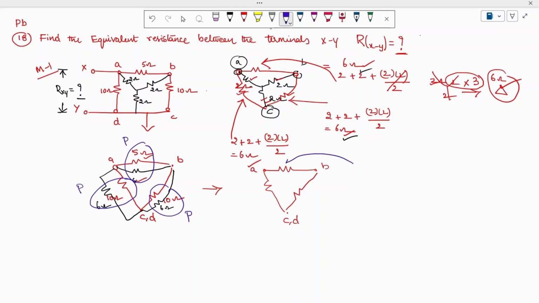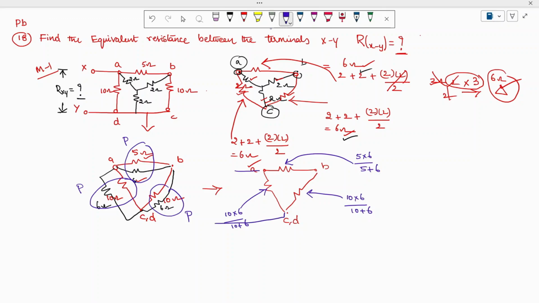Whenever they are connected in parallel, it's nothing but product of resistance divided by sum of resistance. When you perform the product, this is 5 into 6 divided by 5 plus 6. Okay, so this branch value is how much? One is 10, one is 6. 10 into 6 divided by 10 plus 6, coming to this value. This is also the same, 10 into 6 divided by 10 plus 6. Okay, so this is between A as well as D.